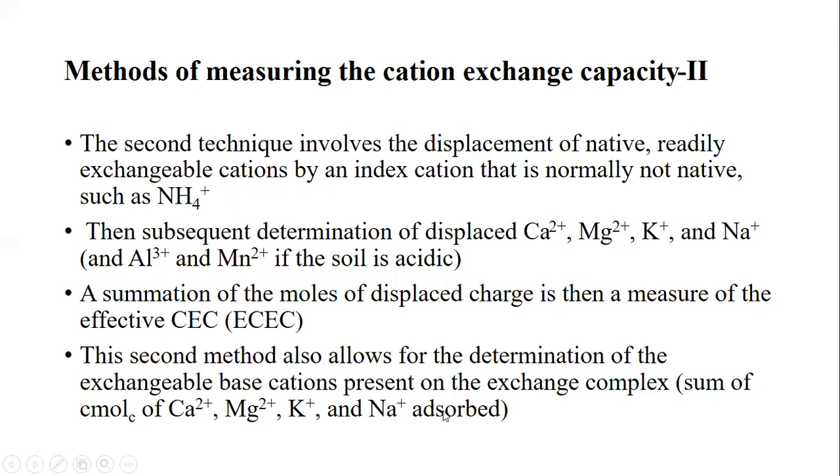So there is a characteristic called the exchangeable bases. We can determine that if we use this method because we calculated each one of them individually. With the other one, as we will see when we do it in a minute, we measure only the sodium that took the place of everything. Here, we remove everything and determine each one individually, then we add them together.